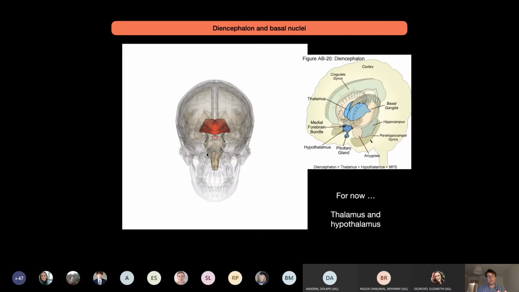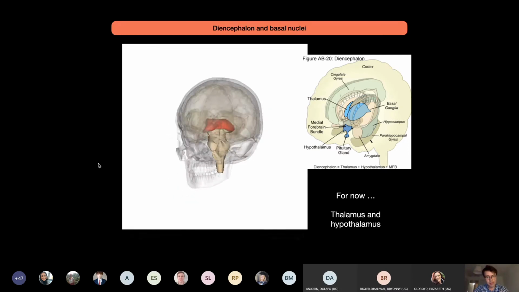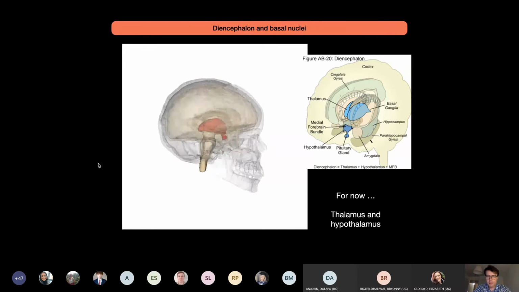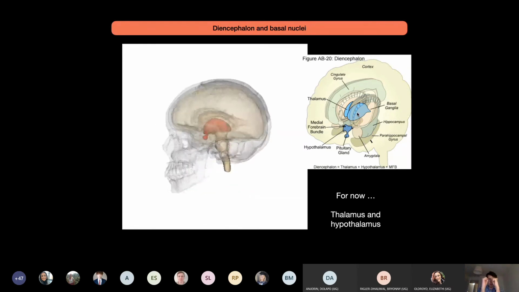So the diencephalon, the "two of the brain" (di-encephalon), is the thalamus and the hypothalamus. And it's this deep structure in red here. It's this deep central structure. It's the thalamus, two egg-shaped clusters of nuclei.